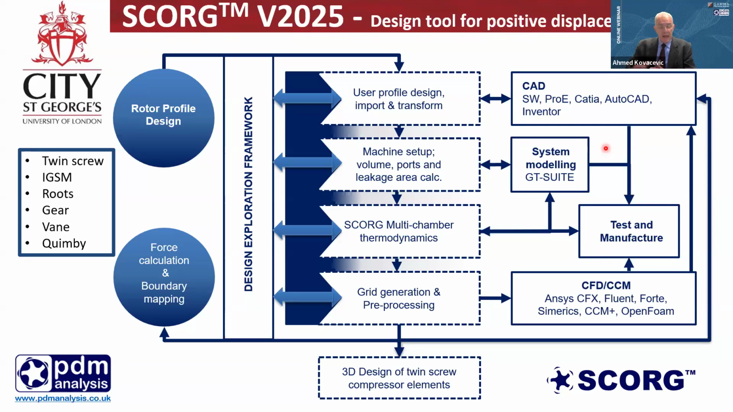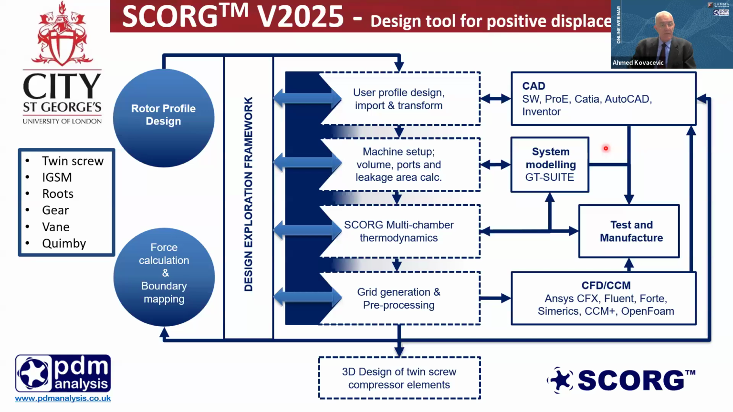Moreover, when that is done, calculation of forces and boundary mappings can be done there so that the bearings can be selected inside of SCORG, and then even full 3D CAD design can be performed with Autodesk and some other solvers. And all of this is wrapped into what we call a design exploration framework, so that you can analyze changes and determine what is the best configuration of machine for a particular use.